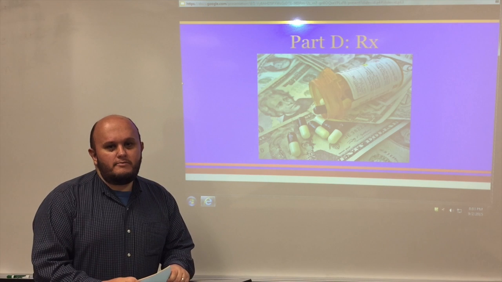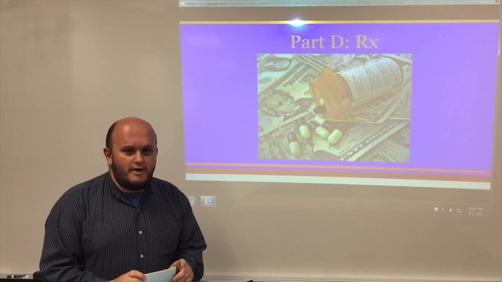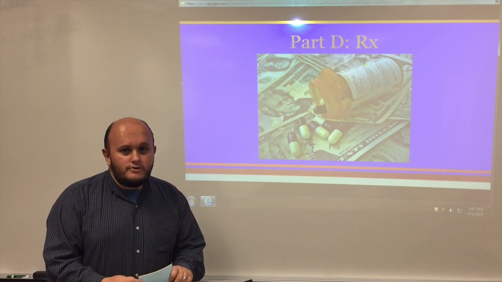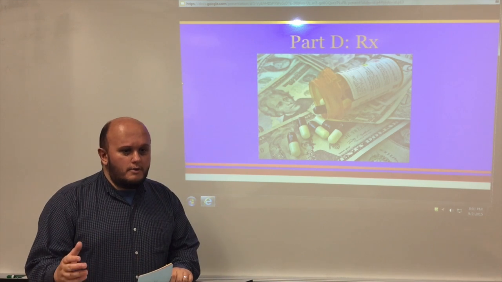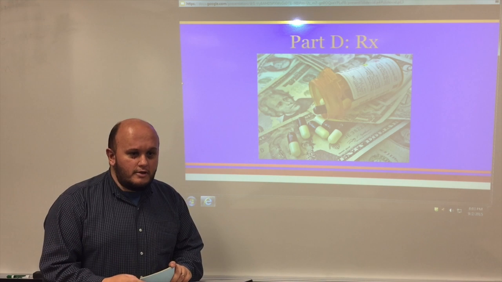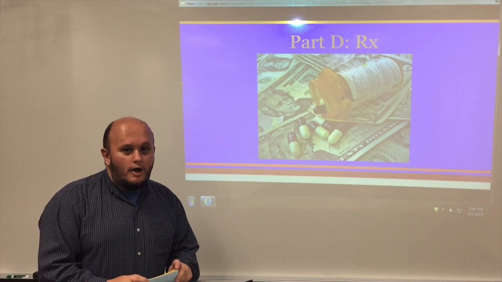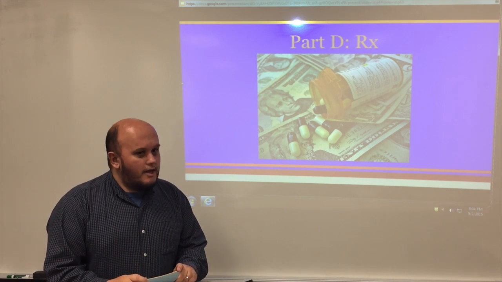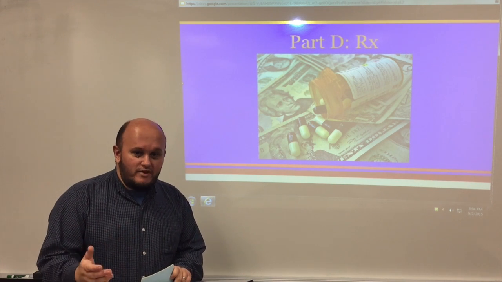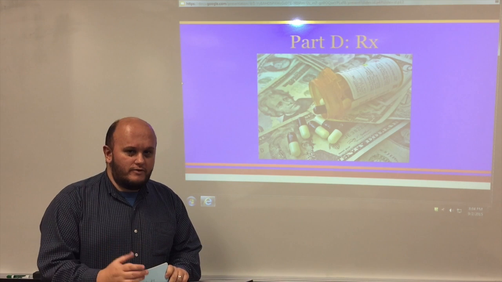Part D prescription drug plans have four basic parts. You have your deductible, which for the year 2015 could be up to $360. You have your initial coverage phase, in which time you would pay about 25% of the cost of your prescription drugs. Medicare, or the Medicare Part D plan, would cover the other 75%. Then during the coverage gap, you would pay about 50%, and on some medicines you may pay more than that, and the plan would cover the rest.